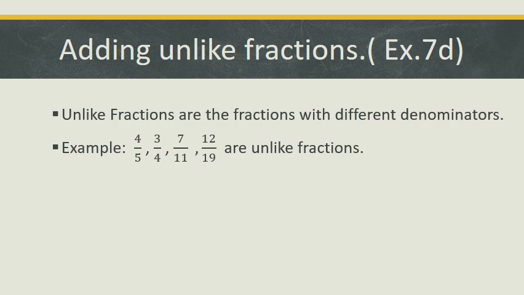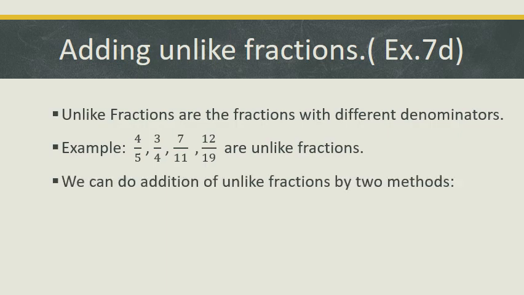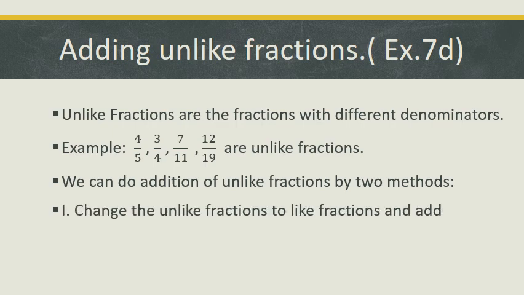The first one has the denominator 5. The second one has the denominator 4. The third fraction has the denominator 11. And the fourth fraction has the denominator 19. So all these fractions have different denominators. So we can say that these four fractions are unlike fractions. We can do addition of unlike fractions by two methods. First one, change the unlike fractions to like fractions and add.